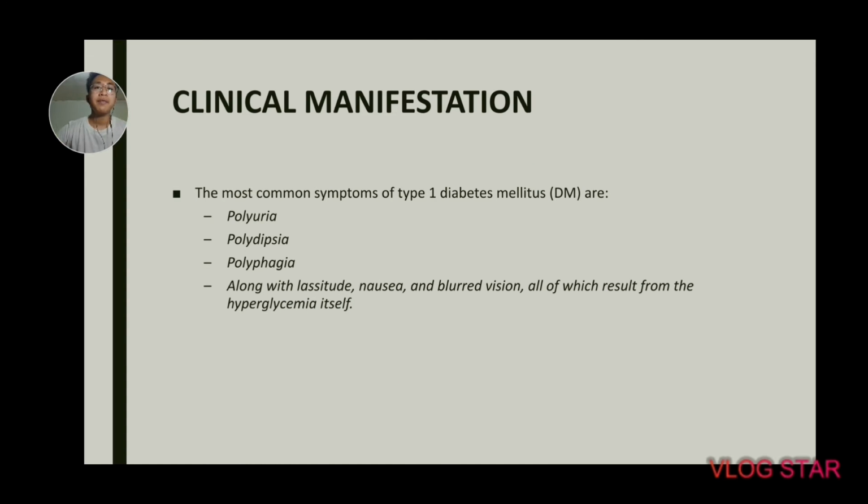So for clinical manifestation, the most common symptoms of type 1 diabetes mellitus are polyuria, polydipsia, and polyphagia. So these are the triad symptoms of type 1 diabetes. Along with the lassitude, nausea, and blurred vision, all of which result from the hyperglycemia itself.